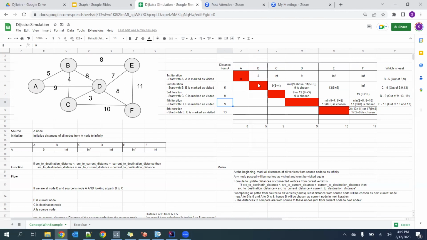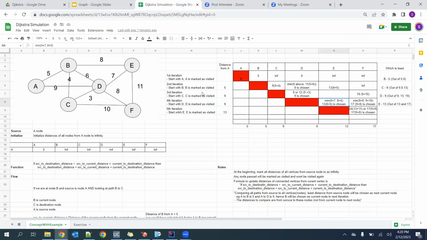Between D and E is 7. We already had 9, so we add this 7 to the existing 9, and it becomes 16. Now 16 is greater than the 13 we already have from source to E, so we will not consider the 16. We'll keep 13 as is, because the shortest path to E is 8 plus 5, which is 13, not this one, because this is greater.